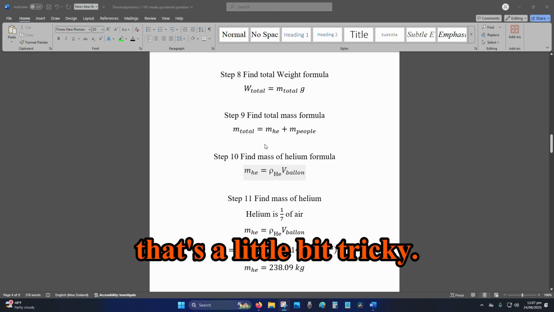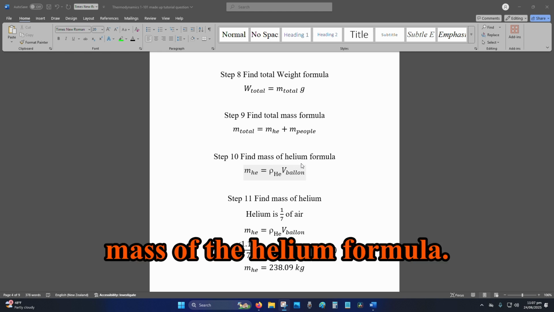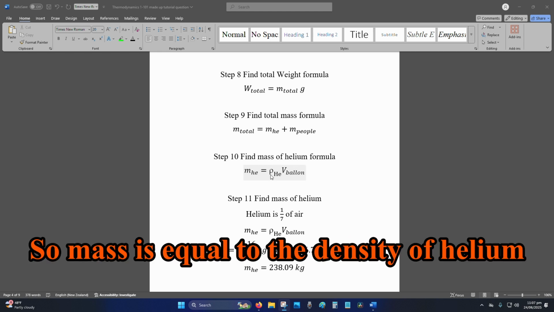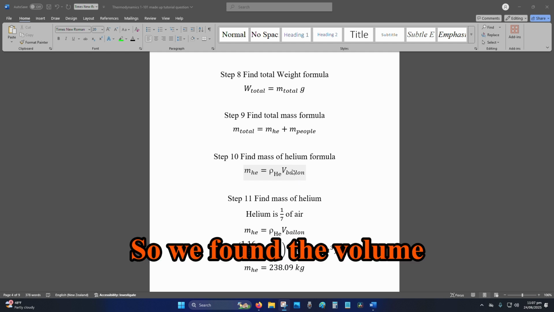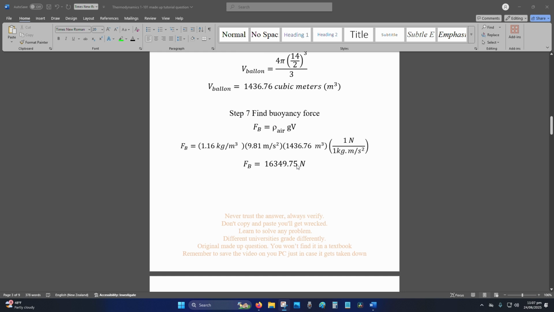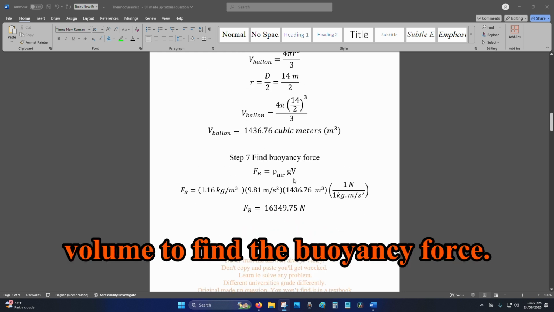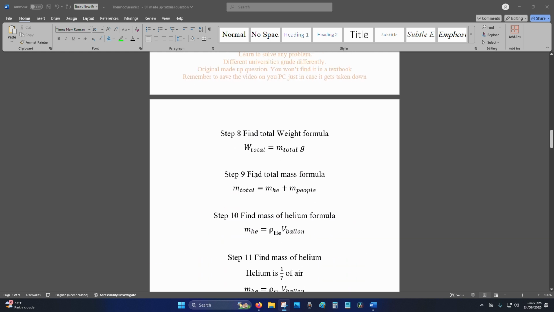But the helium part, that's a little bit tricky. So step 10, find the mass of the helium formula. So mass is equal to the density of helium multiplied by the volume of the balloon. So we found the volume of the balloon previously in step 6 because we needed the volume to find the buoyancy force. So we got that already done, so that's halfway there.